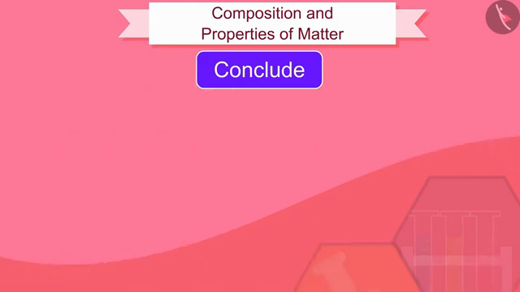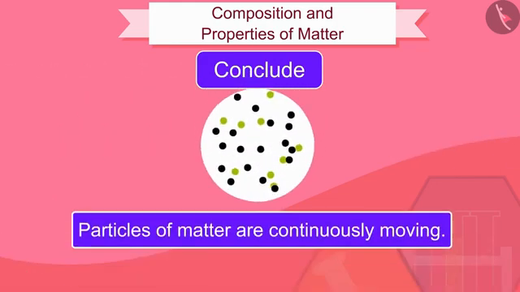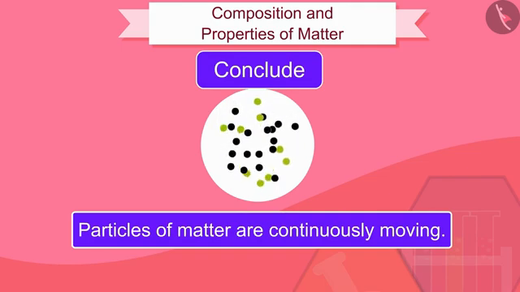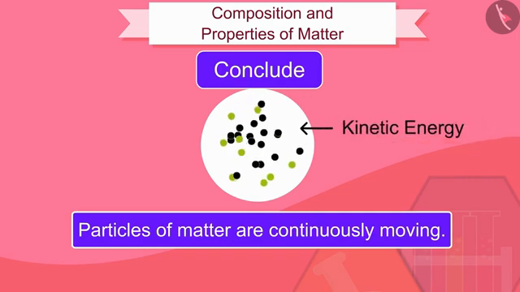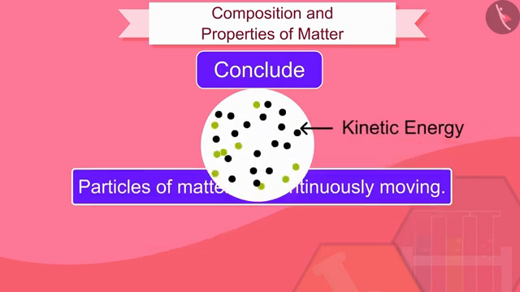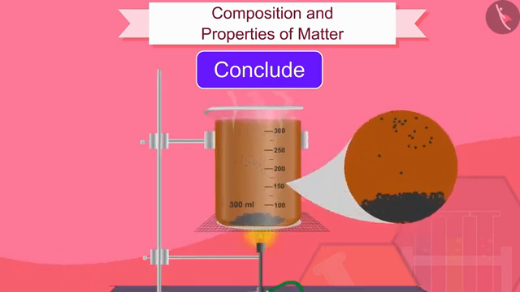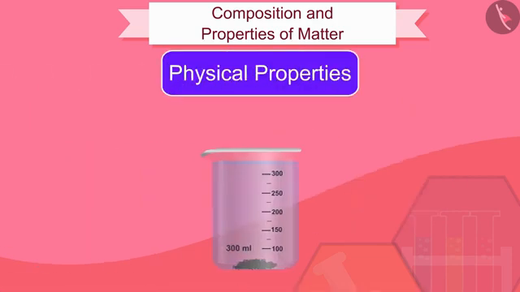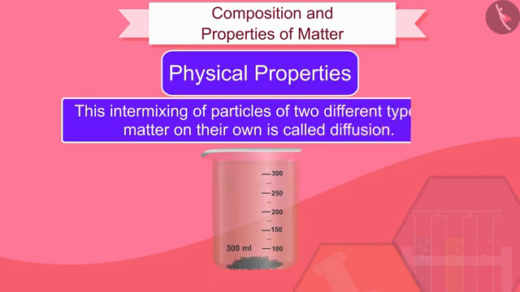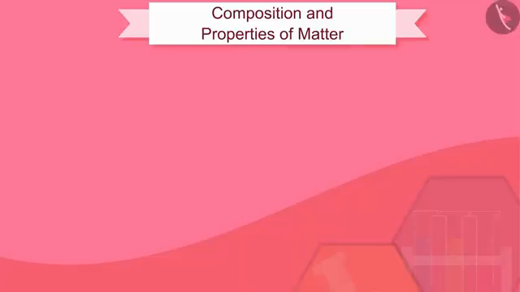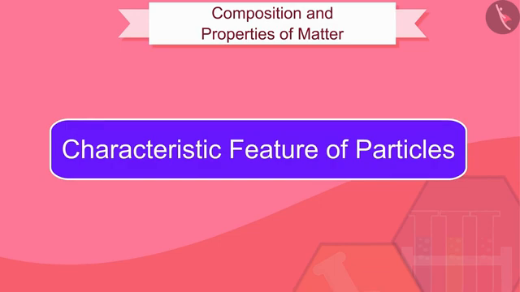In other words, we can say that particles of matter are continuously moving. That is, they have kinetic energy. And this energy increases as the temperature increases. This intermixing of particles of two different types of matter on their own is called diffusion. Let us now discuss the last characteristic feature of particles.